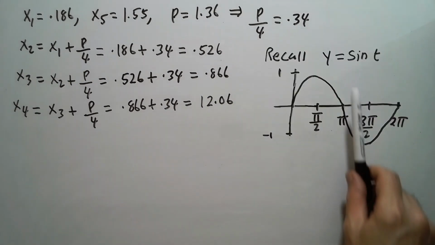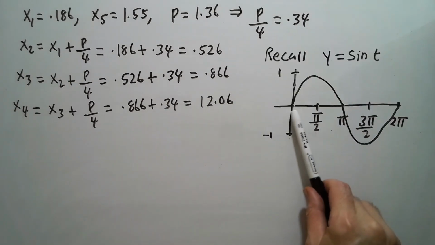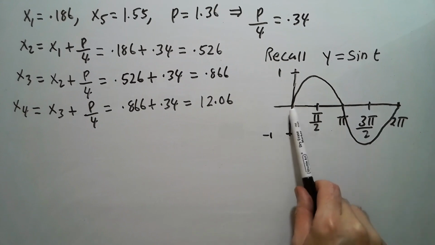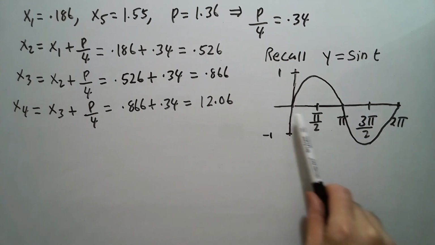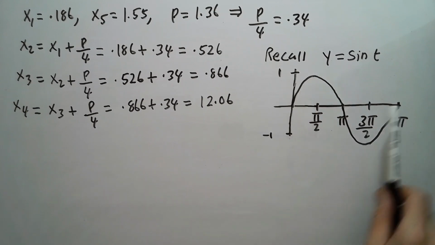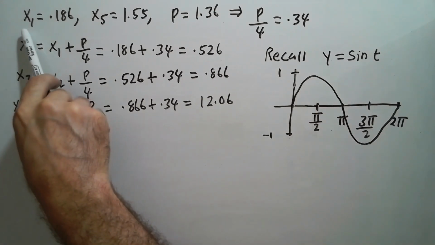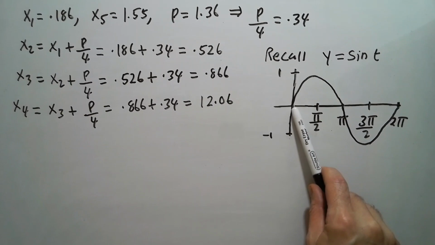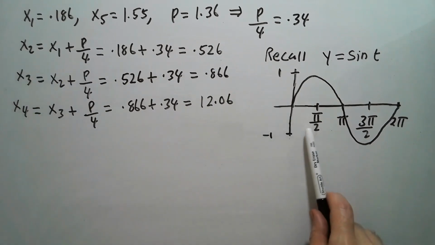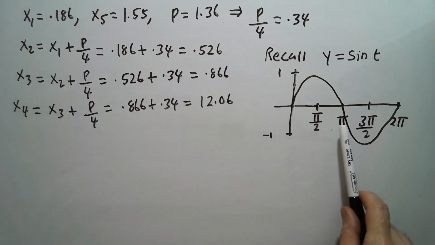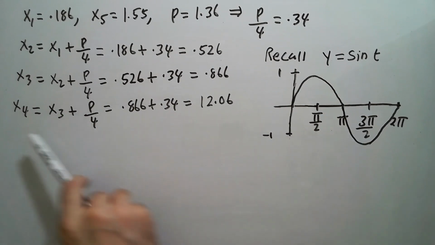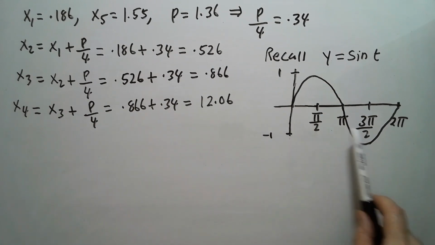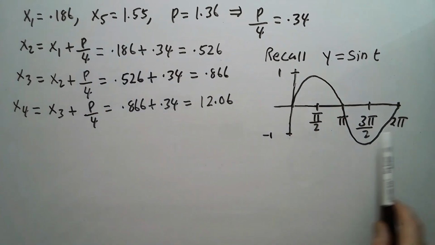So recall the graph of sine. If you graph one period, you could choose 0, pi over 2, pi, 3 pi over 2, 2 pi. It'll go like this, the graph. So the x1 over here is going to be acting like the 0 here. The x2 is going to be acting like the pi over 2. The x3 is going to be acting like the pi. The x4 is going to be acting like the 3 pi over 2. And the x5 is going to be acting like the 2 pi. Let me write that here.